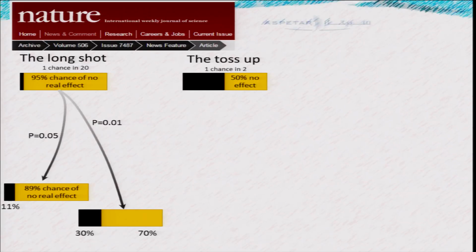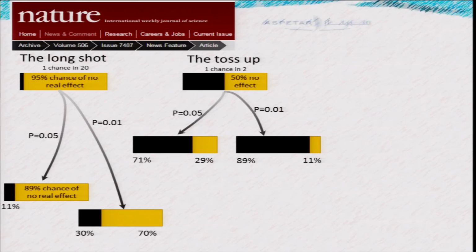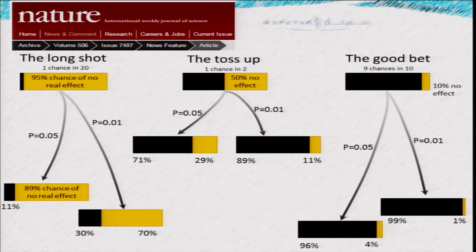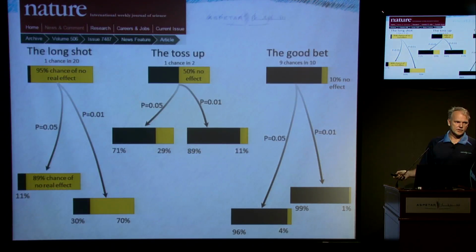If we start at 50-50 and do the same thing, we end up with 50 down to 30, 50 down to 10%. If we think this thing is a pretty good bet, 9 chances in 10 that this is a real thing that we're looking for, and we do that same study, we've gone from being 90% sure it was real to 96, or 90 to 99. So how much has it actually changed your opinion when the chances were very good or very bad? Hardly any at all. You still believe the same thing despite these p-values.